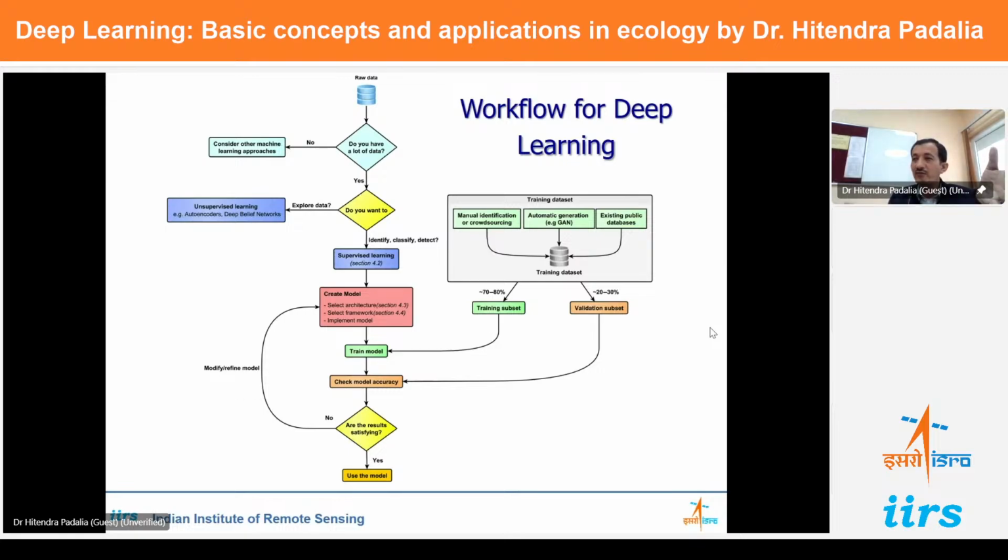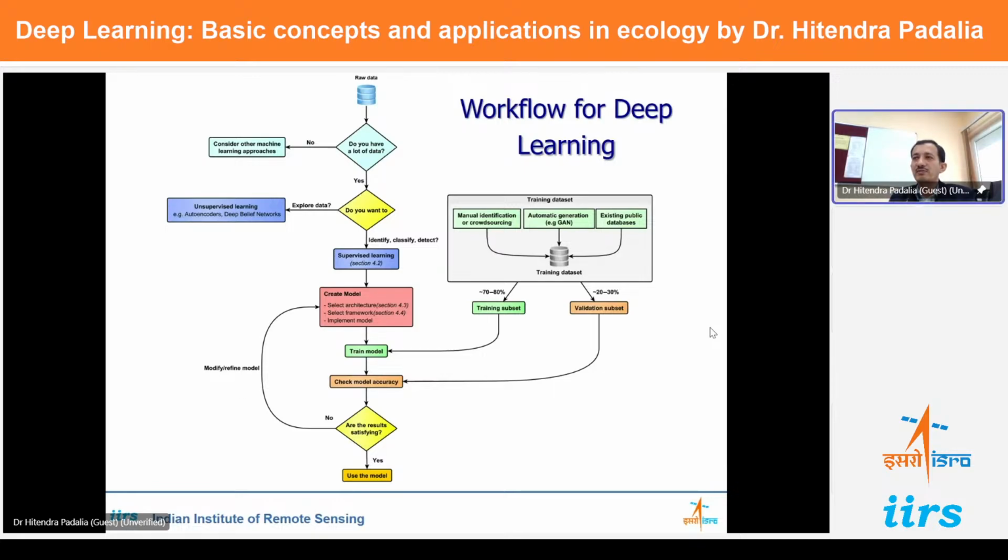Then there is the framework. There are different types of framework available, which we will discuss later. That includes the programming language you are using and the platform where you will be doing it. And finally, implementation. First you need the data. You can divide it into training data and validation data as you do with machine learning. Then you train the model and check the output. If your output is not at the desired accuracy, then you refine the model.